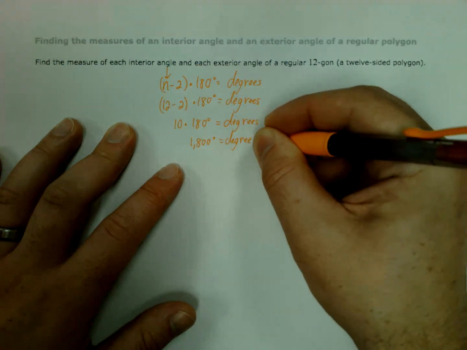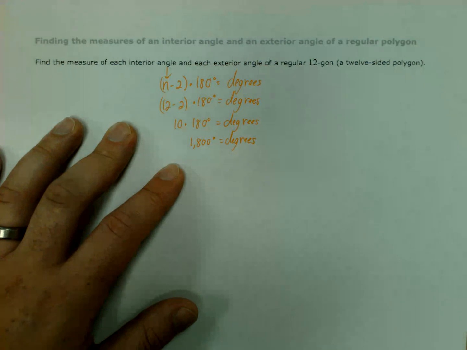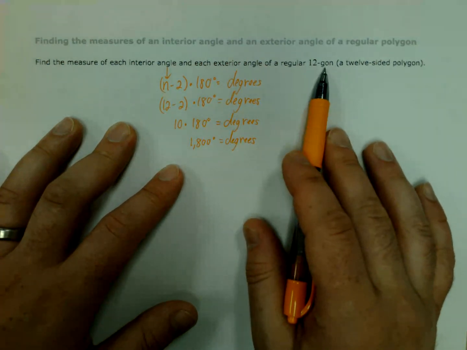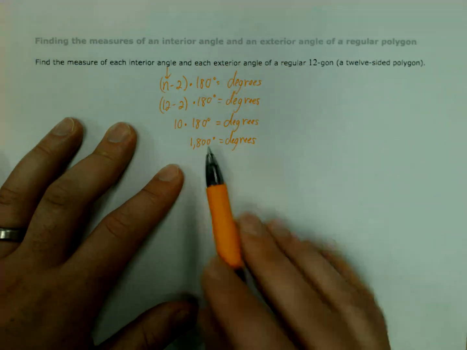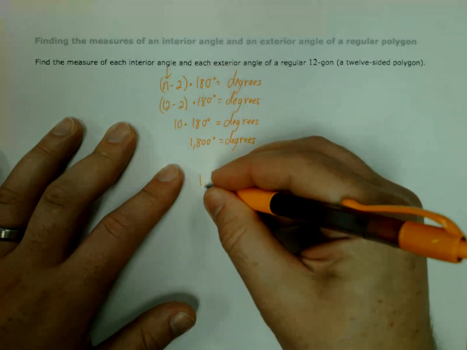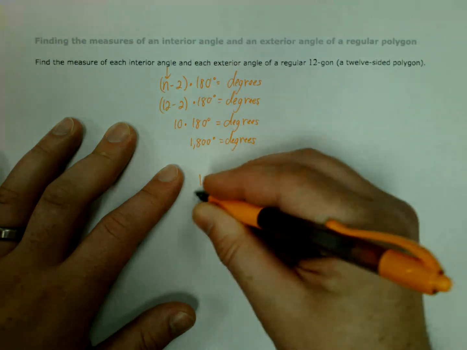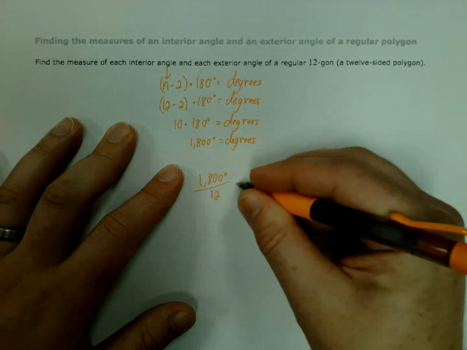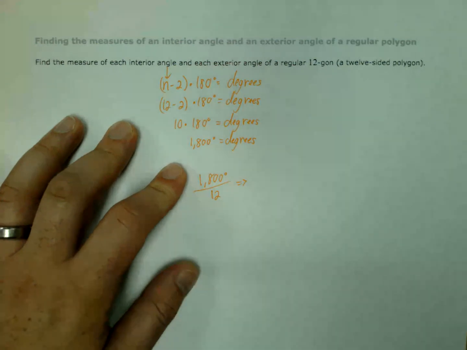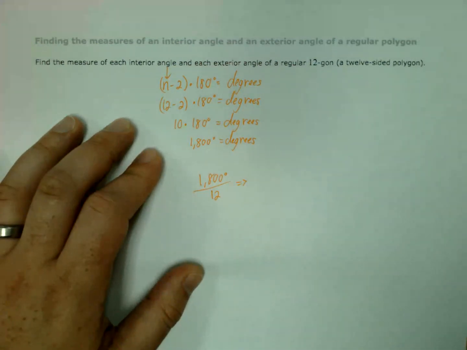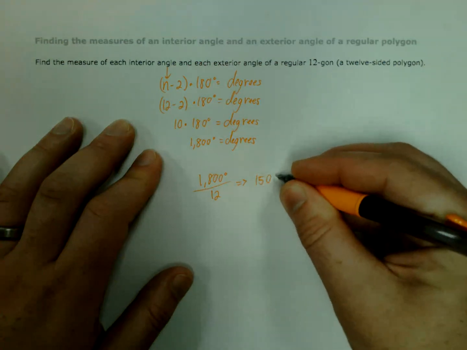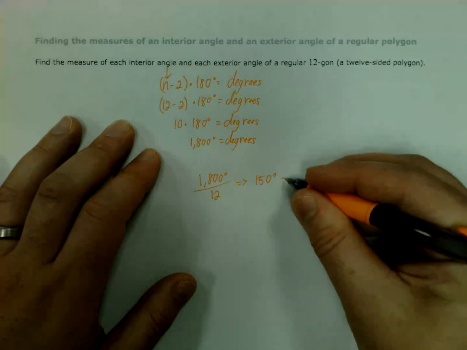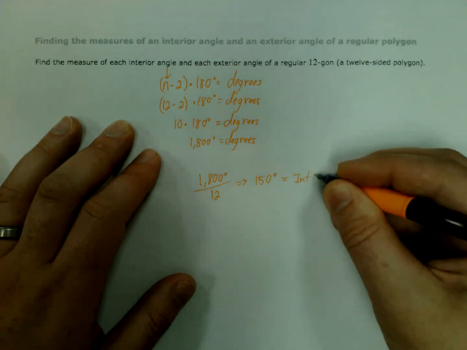And here's where we have to go a little bit further. Previously, we would stop there because we're just trying to figure out the sum. But here, all 12 angles in our 12-gon are going to be equal. So to figure out what each one is, I'm going to take that number and divide by the number of sides, in this case 12, to figure out what each individual angle would be. So we have 1,800 divided by 12, and we get 150 degrees. So that is going to be our interior angle.